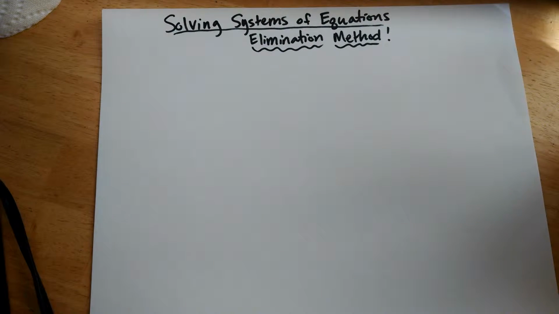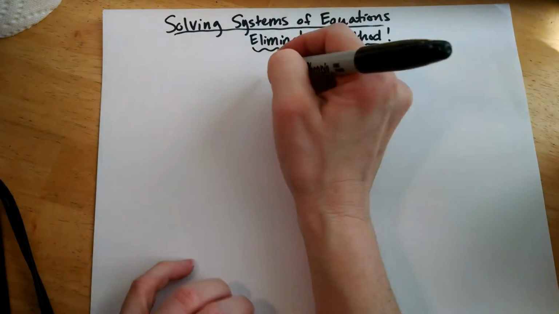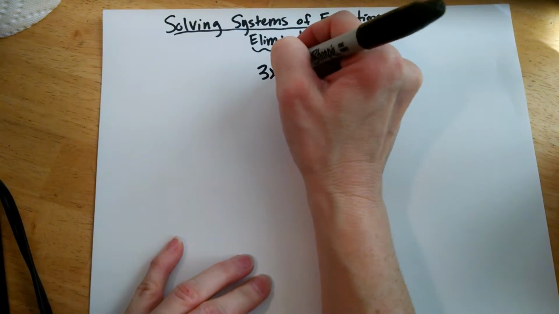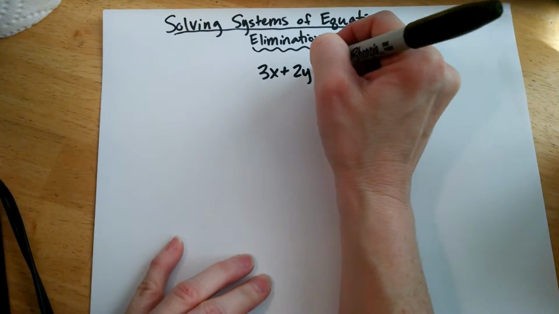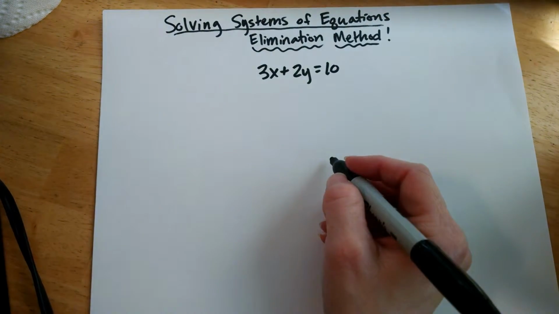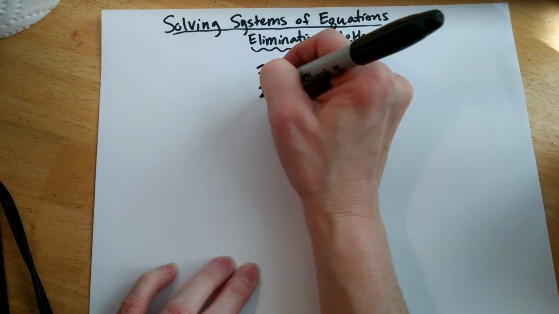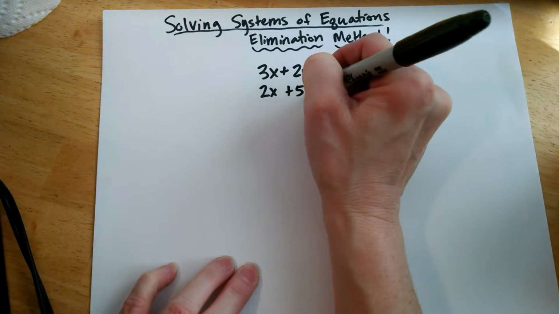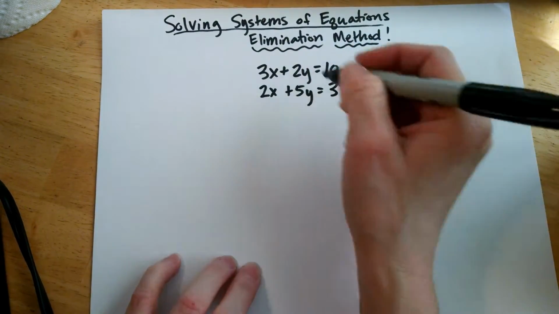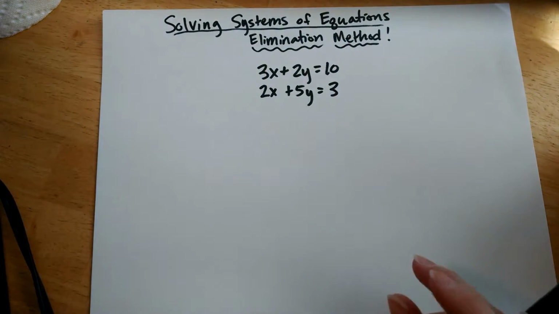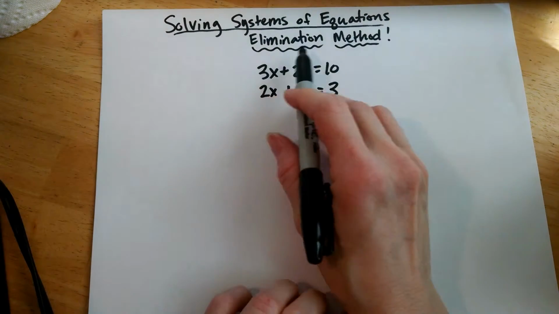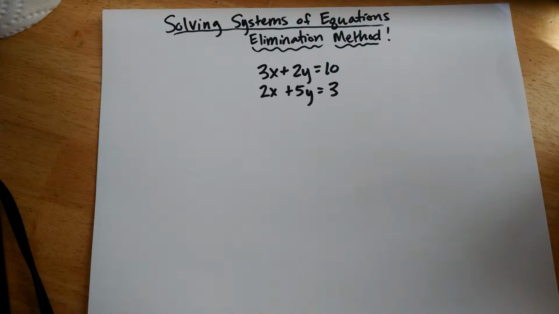Today we are going to deal with solving systems of equations, the elimination method. So here is my example. Typically you'll have an equation with two variables. So here is one equation with two variables and another equation with two variables. Okay, so what we need to do here is eliminate one of the variables, hence the name elimination method.